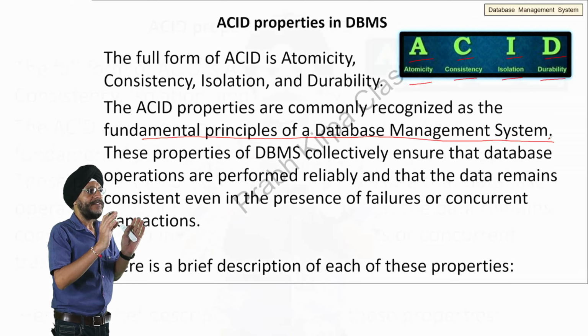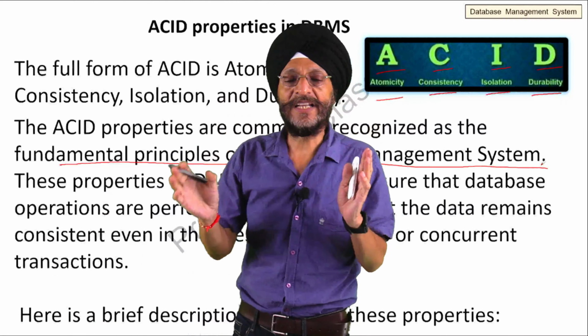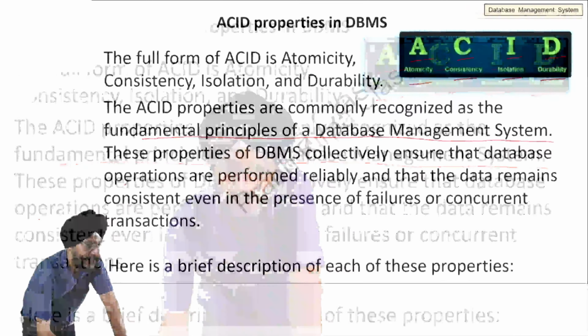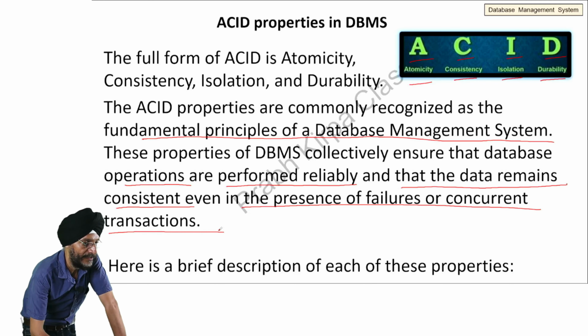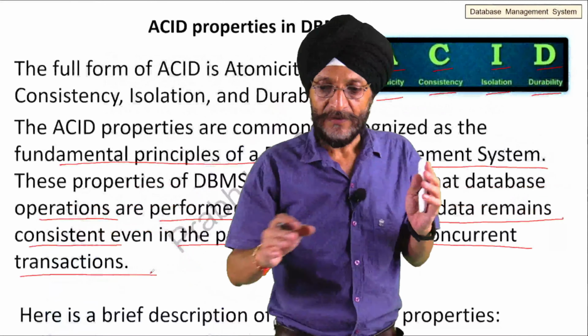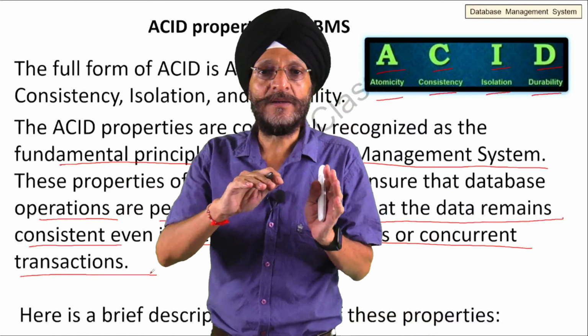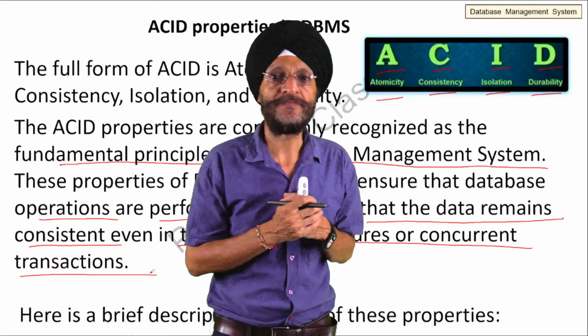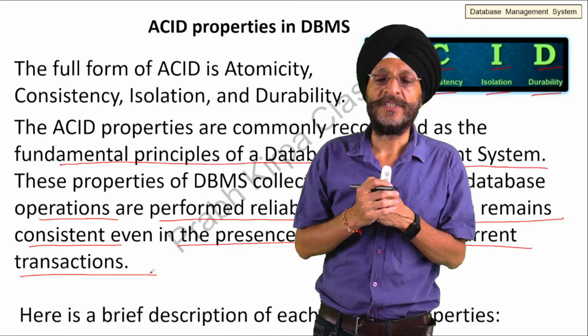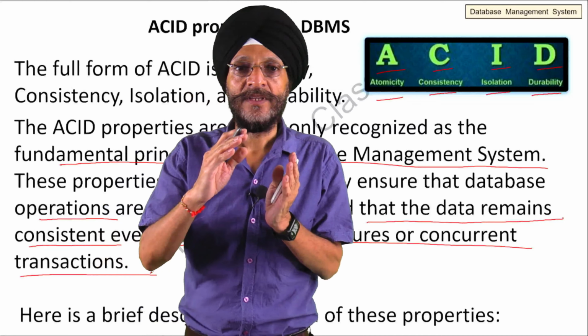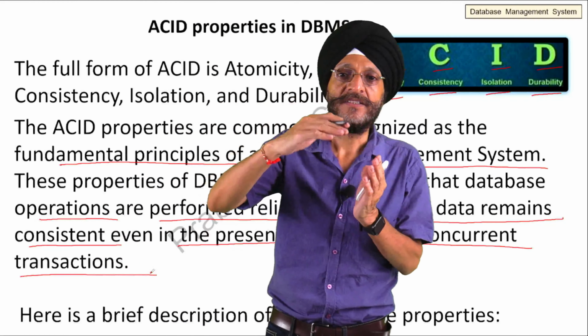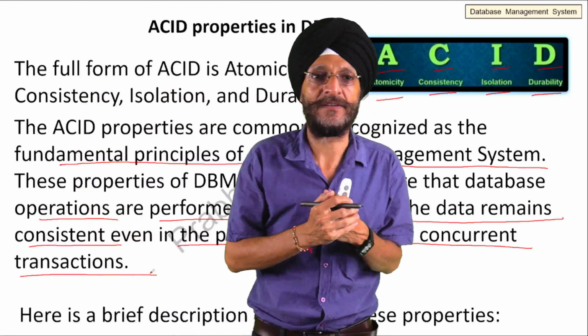All these four properties of DBMS collectively ensure that all the operations in the database are performed reliably and that the data remains consistent even in the presence of failures or concurrent transactions. It means that when many operations are being performed on the database, these ACID properties ensure that the database remains consistent even in the presence of failures. Failures means system failure, power failure, internet failure.